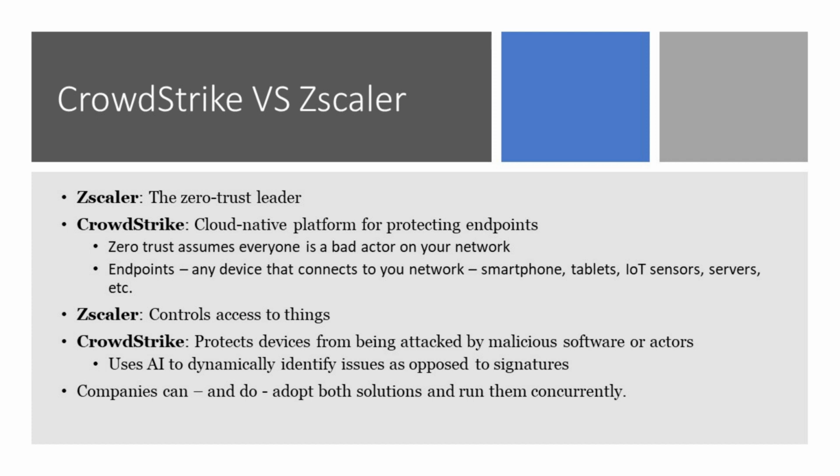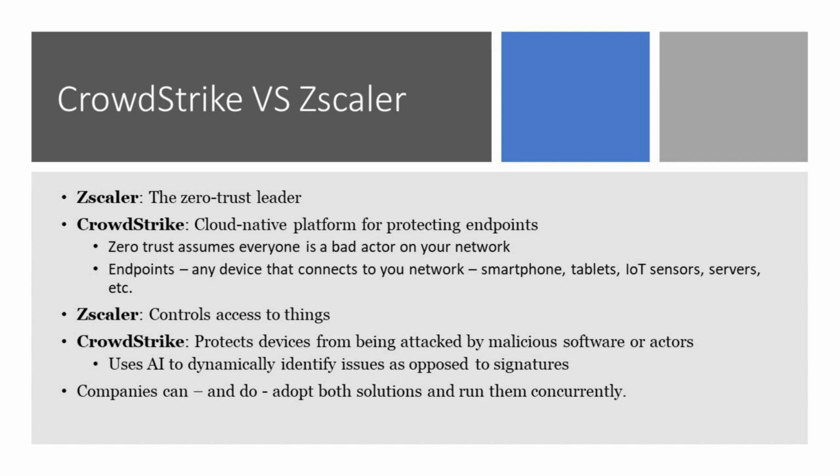Zero trust. This is a very cool concept, and I'll put a link to articles we've written about Okta talking about this idea of zero trust, and it assumes that everyone in your network is a bad actor. So that's all about controlling what people can access and making sure they are who they say they are. Now, for endpoints, that's really simple. That's any device that connects to your network. So it could be a smartphone, a tablet, IoT sensor, server, etc. So if we had to paraphrase what these firms do, we'd say, well, Zscaler controls access to things, and CrowdStrike protects devices from being attacked by malicious software or actors.